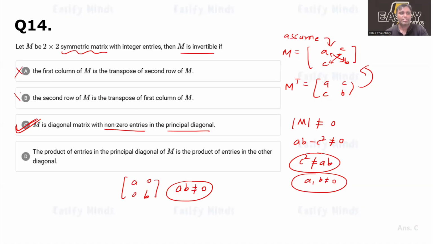These two options are meaningless. They have no meaning. So here the key thing is that you have to assume transpose matrix, symmetric matrix always like this.